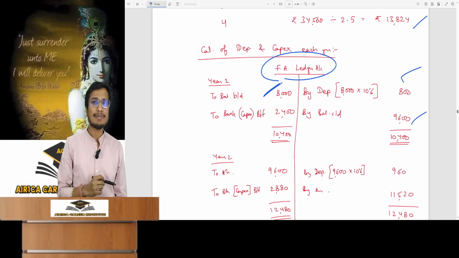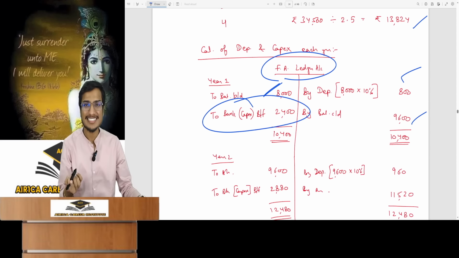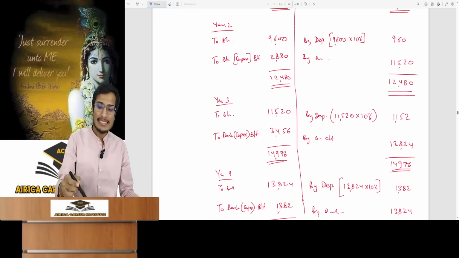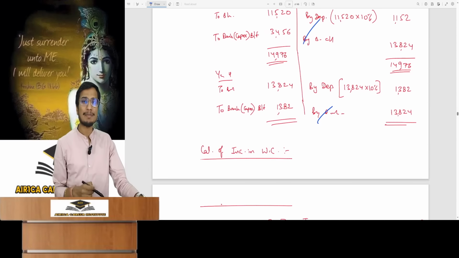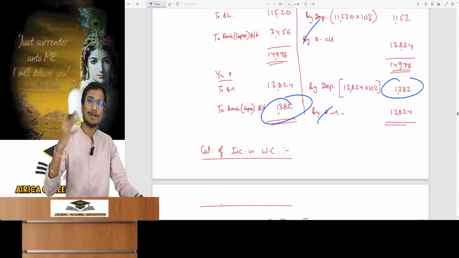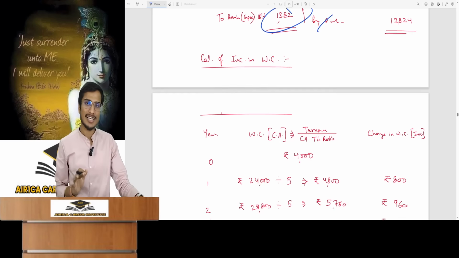Depreciation, apply 10% on opening balance. What's left? Capex, the balancing figure. This is your Capex. Same you can do for the second, third and fourth year. In the fourth year, capex and depreciation will automatically be 0 because there is no growth, and the logic I was telling you will also be verified everywhere.